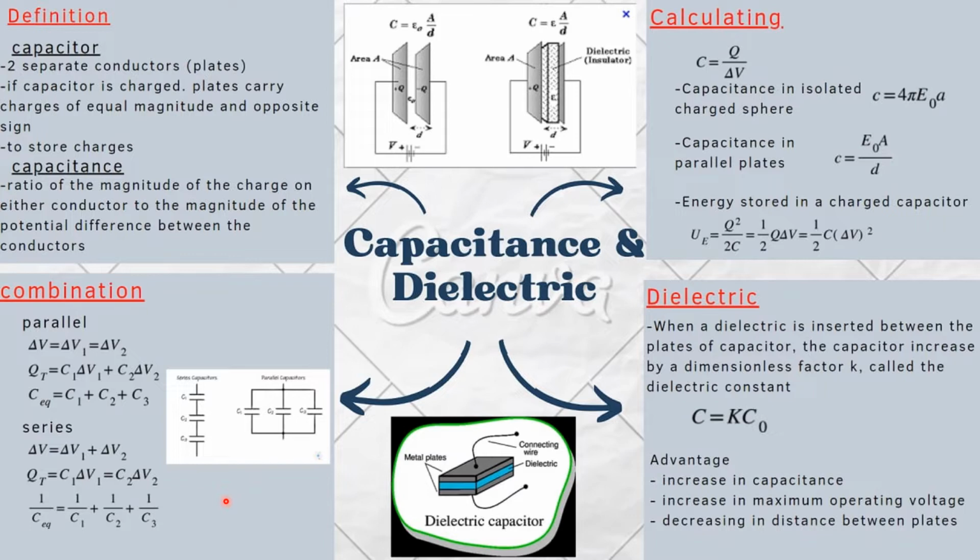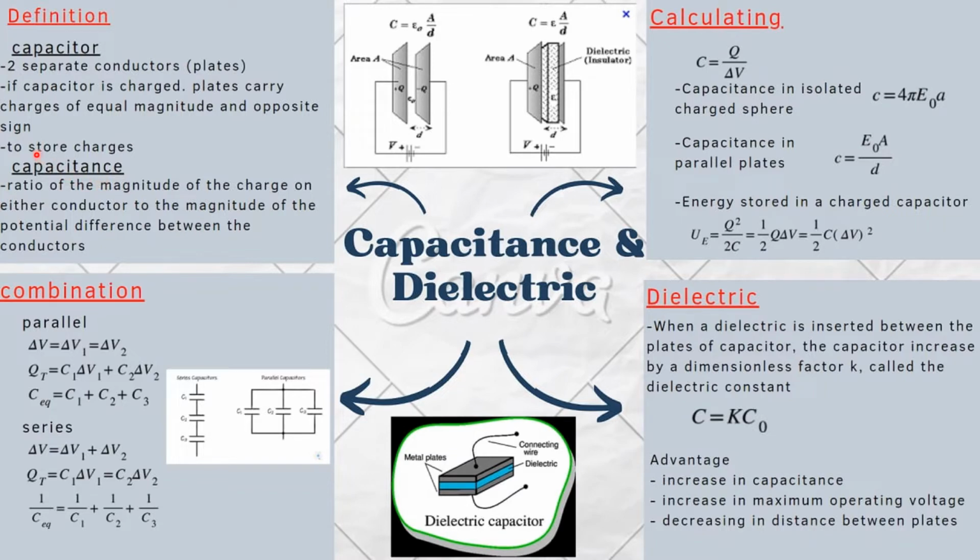Any combination of two separate conductors can act as an electrical circuit element and is called a capacitor. The conductors are called plates, and if the capacitor is charged, the plates carry charge of equal magnitude and opposite sign.